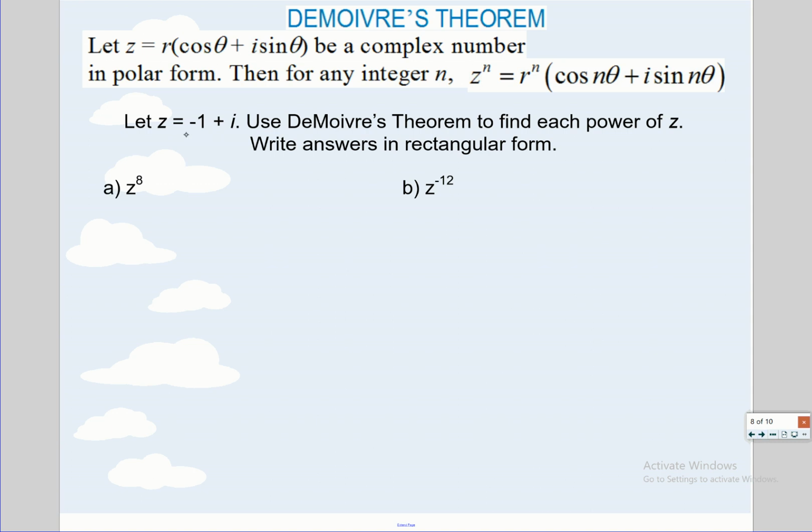All right, so if z is -1 plus i, can you tell me what a and b are? A is -1, b is 1. Okay, in order to use this formula, I need 3 pieces of information. I need n. What's n? 8. I need r. I don't have it. How do I get it? Magnitude. Pythagorean theorem. Square root of -1 squared plus 1 squared. What does that give me? Root 2. And I need theta. How do I get theta?